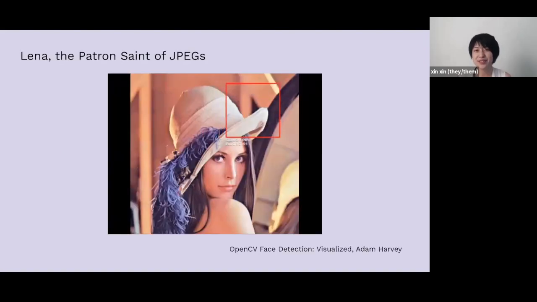So here what you're seeing on the screen is a video created by Adam Harvey, the artist who made CV Dazzle that we talked about last week. And in this video, we start to get a sense of how OpenCV, which is an open source library that lets you integrate facial recognition systems into your software, actually works.